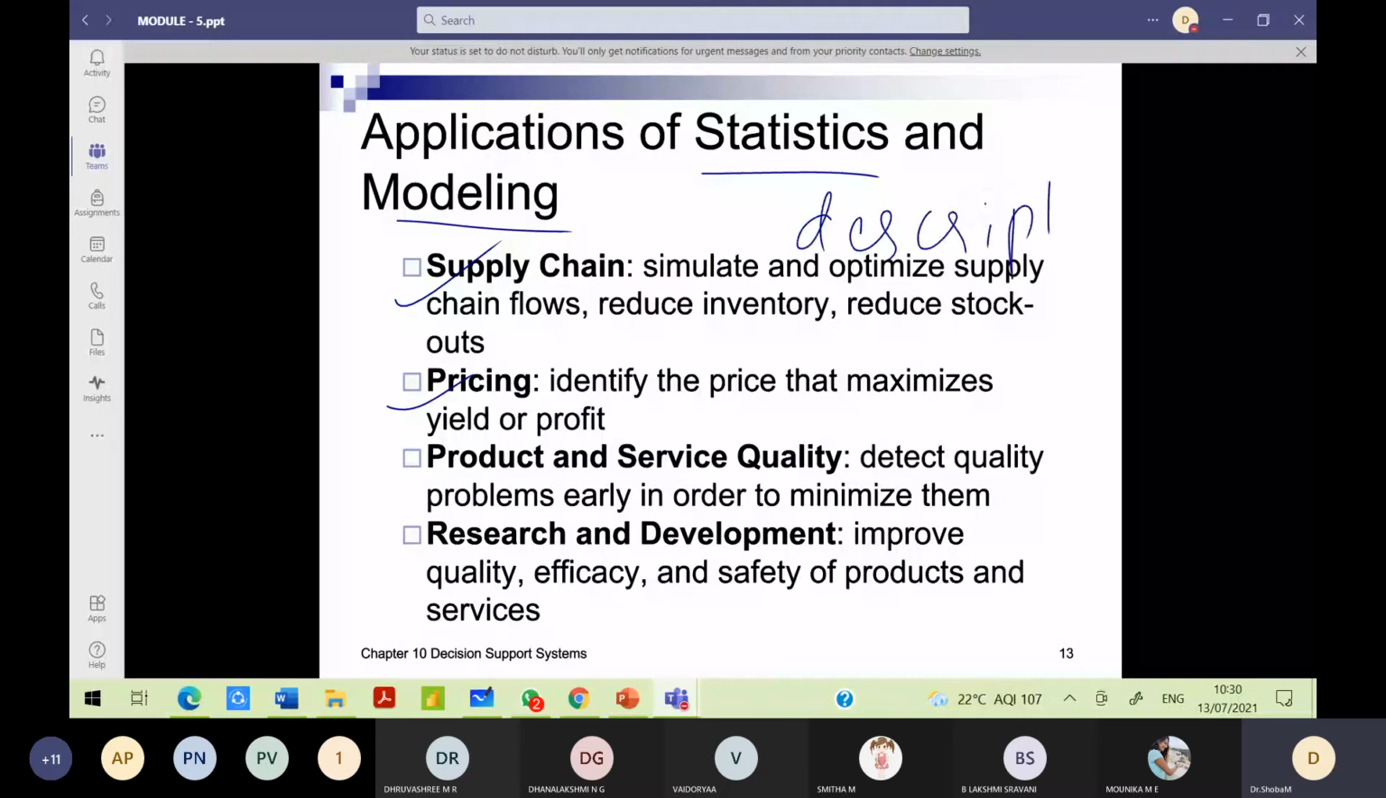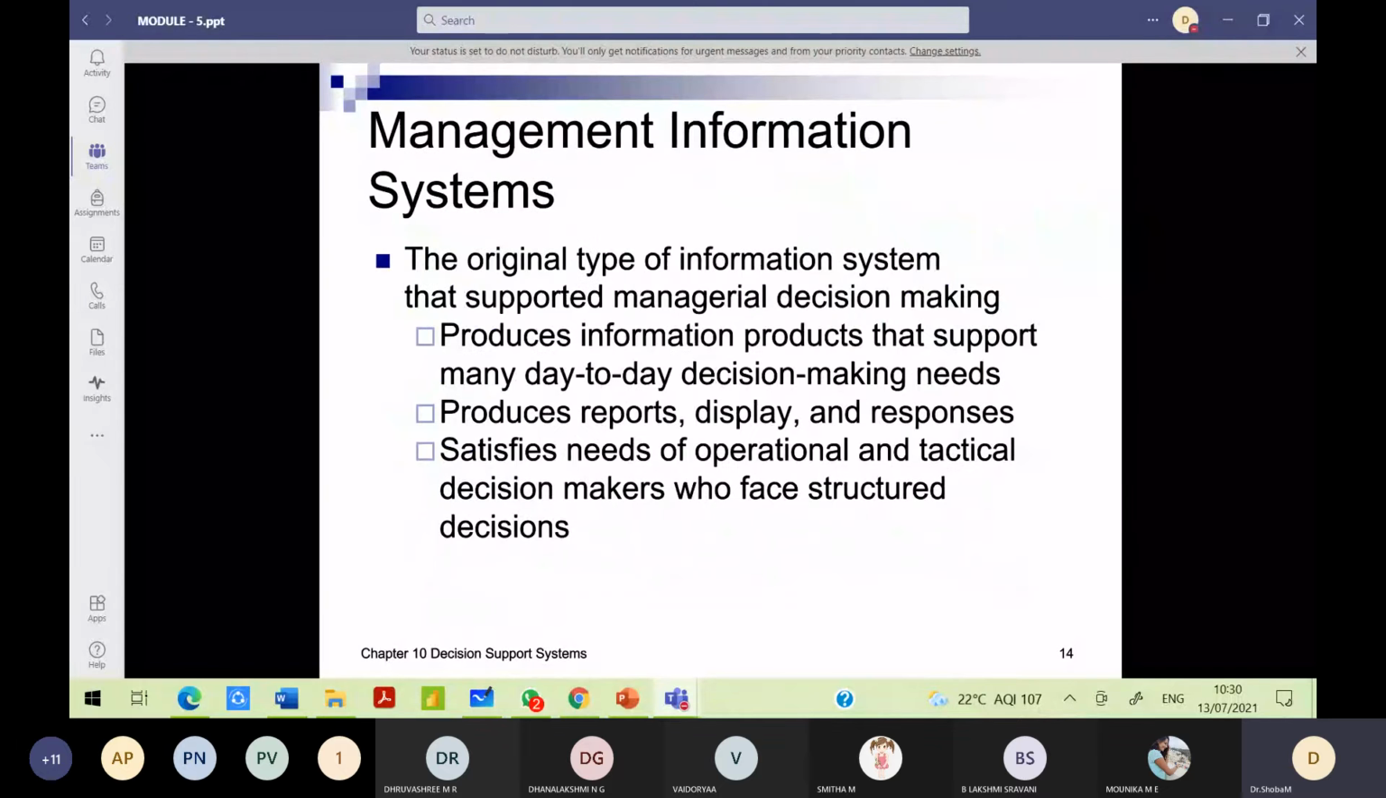Okay, students. So functionality and description. So product and services done, R&D is also done. Next, management information system. So this is also one of the types of information system, because quickly you people can recall the different types of information system.